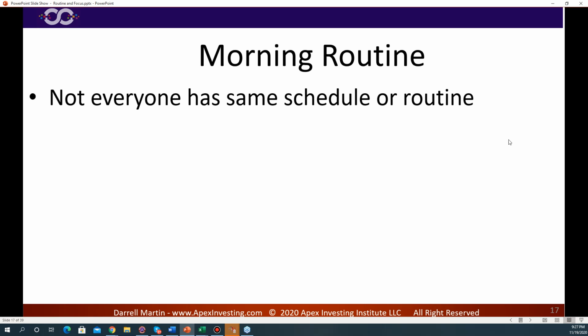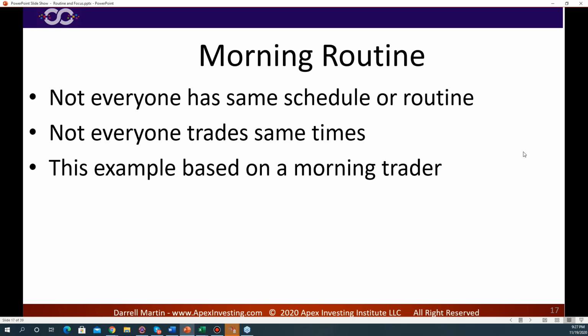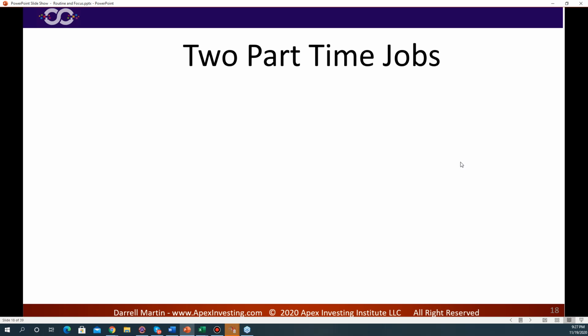And so I'm going to share just a little bit with you of my routine. Not everybody has the same schedule or routine. Not everyone can trade the same time of day. Some of you are nighttime traders or overnight traders. So this example I'm going to show you here is based on a morning trader. And I'm going to give you at the end of this webinar a little bit of an assignment to go and customize some of this to yourself and take some time to figure out how you can make changes for yourself. So this might not work for everyone. This is just an example of a schedule.